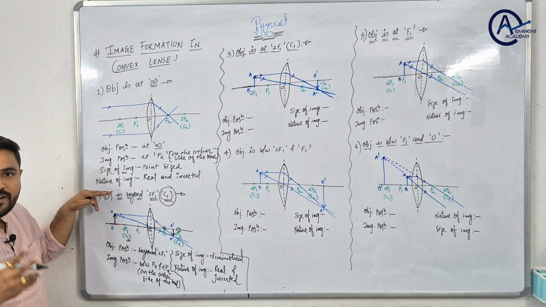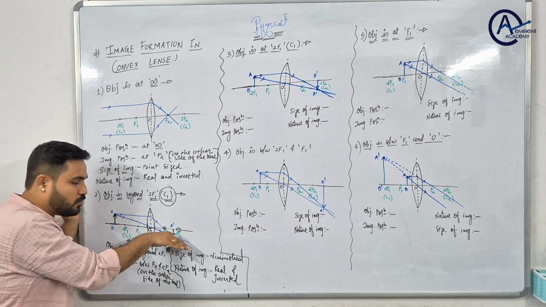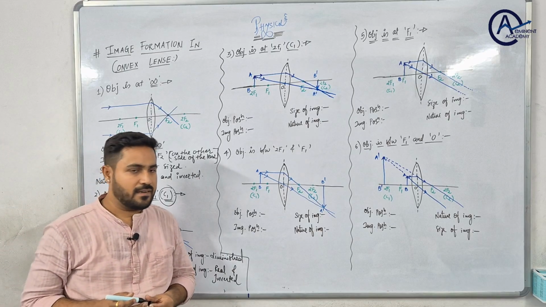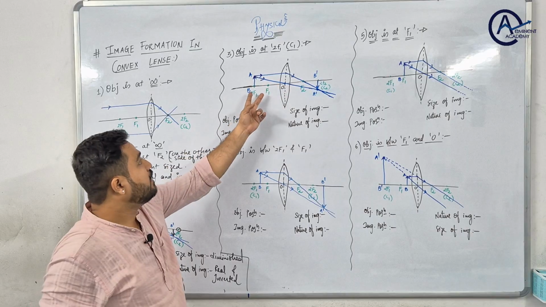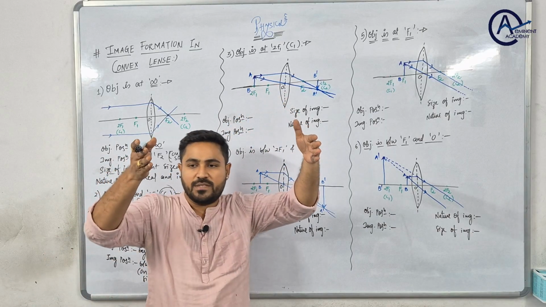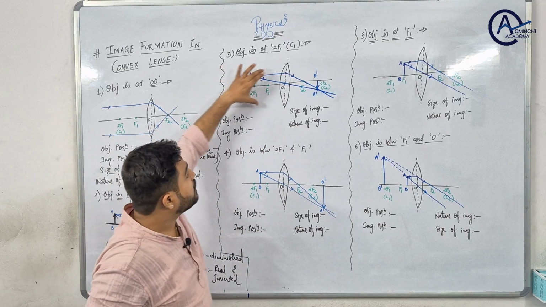See, here we have applied 2 rules. One is the ray parallel to the principal axis, and another is the ray passing through the optical center. The next case is when the object is at twice f1, that is, exactly at c1. See, we are bringing the object closer to the lens.